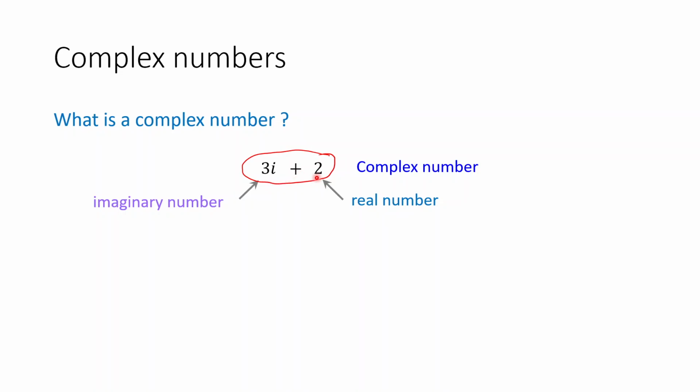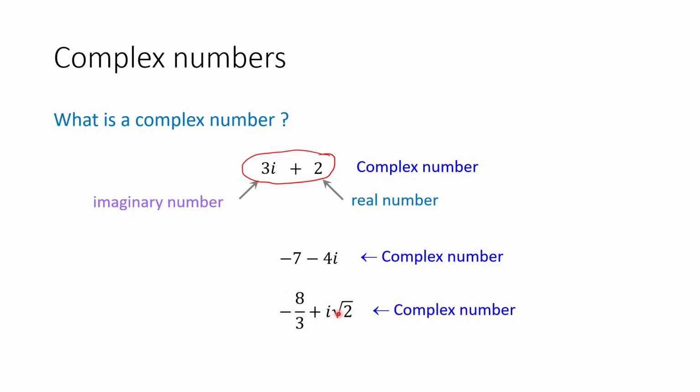So a complex number is the sum of a real number and an imaginary number. This is another complex number. You have a real number and you are subtracting an imaginary number. This is another complex number. It's a real number, and you are adding an imaginary number.